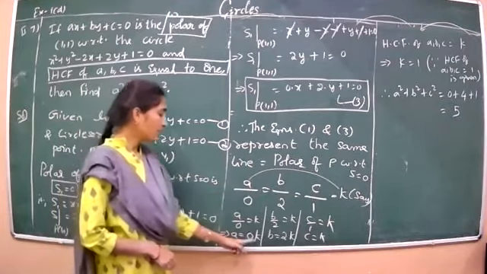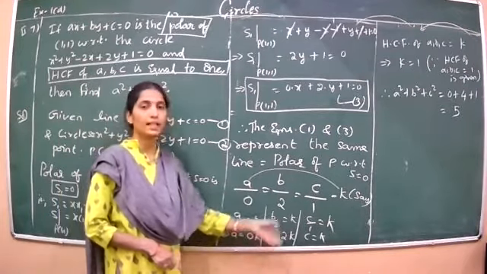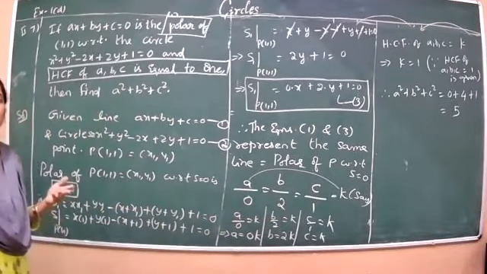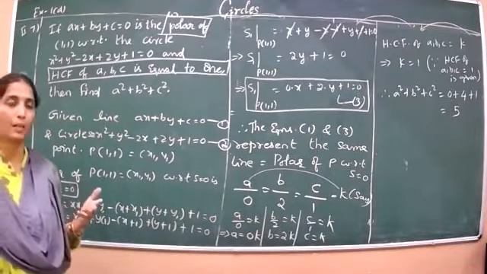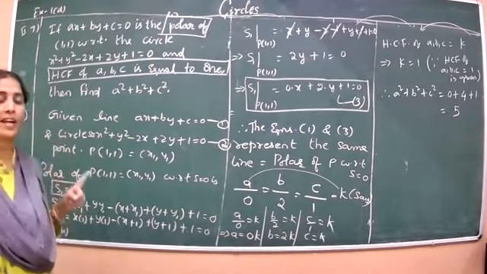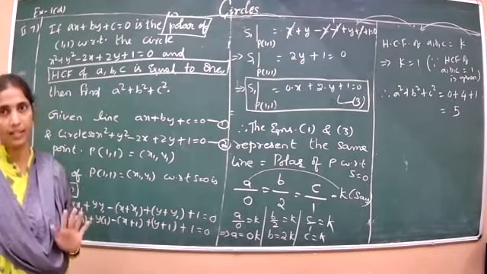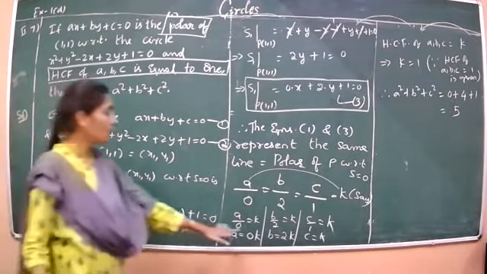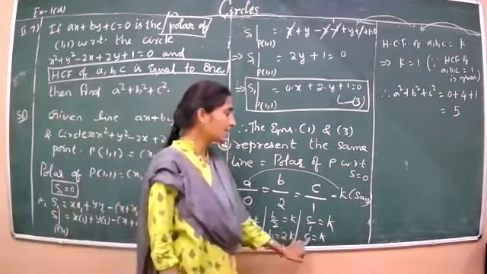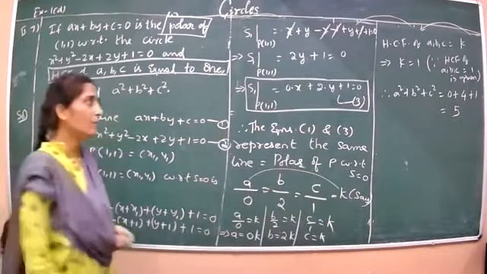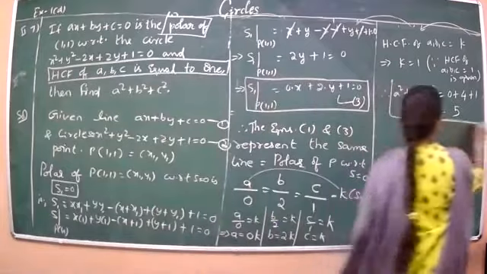From this we get the values of A, B, C in terms of K, which gives us that K is the highest common factor of A, B, C. But according to the question, the highest common factor of A, B, C is 1. Therefore, K will be equal to 1. Substituting the K value, we get the values of A, B, C. When we know A, B, C, we can find A square plus B square plus C square, which we got as 5.